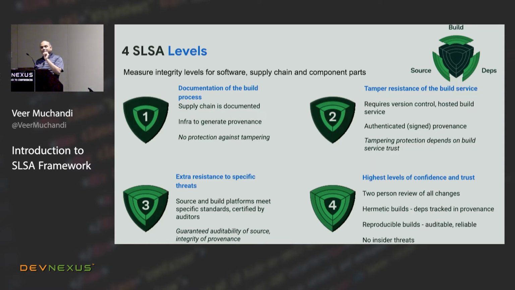But if the build process is at least documented and there is infrastructure to say that, hey, the code is coming from so and so place, that is level 1. So this is the place where you have some amount of provenance to prove that, hey, code is located at so and so place, and the build process is documented. In this case, there is no protection against tampering. So people can go and tamper, right? That's level 1.